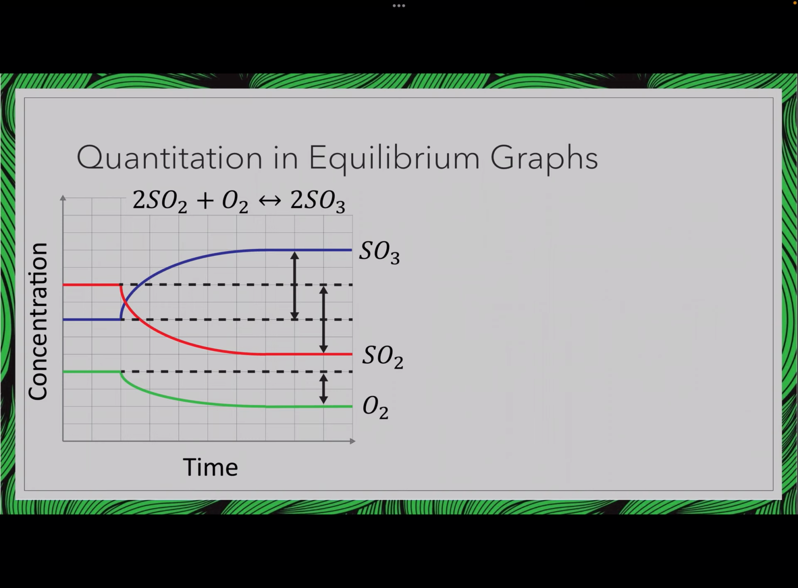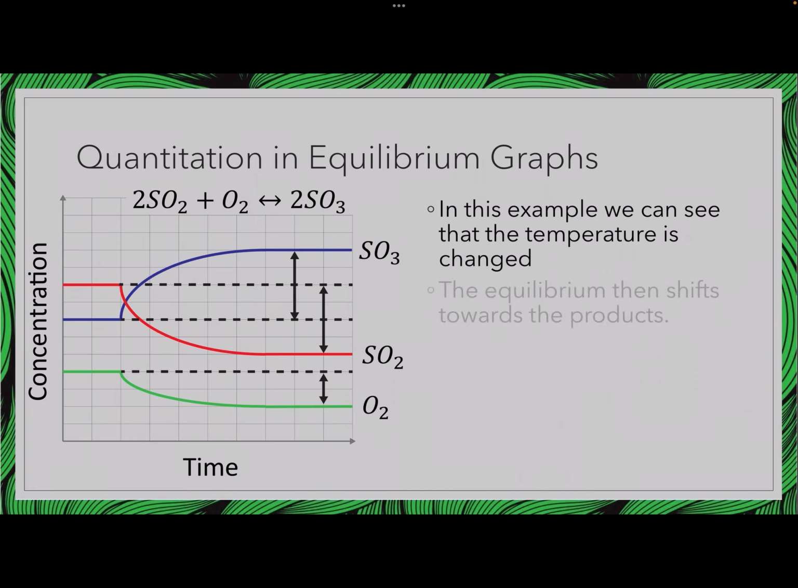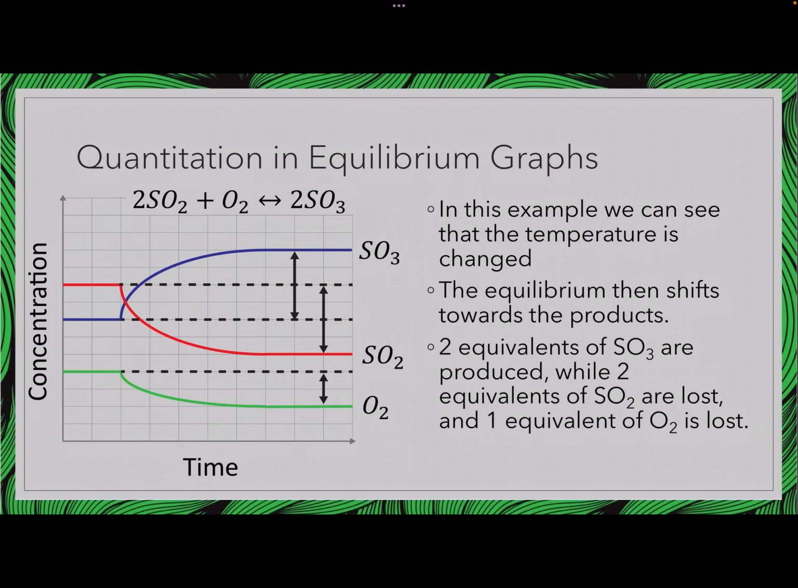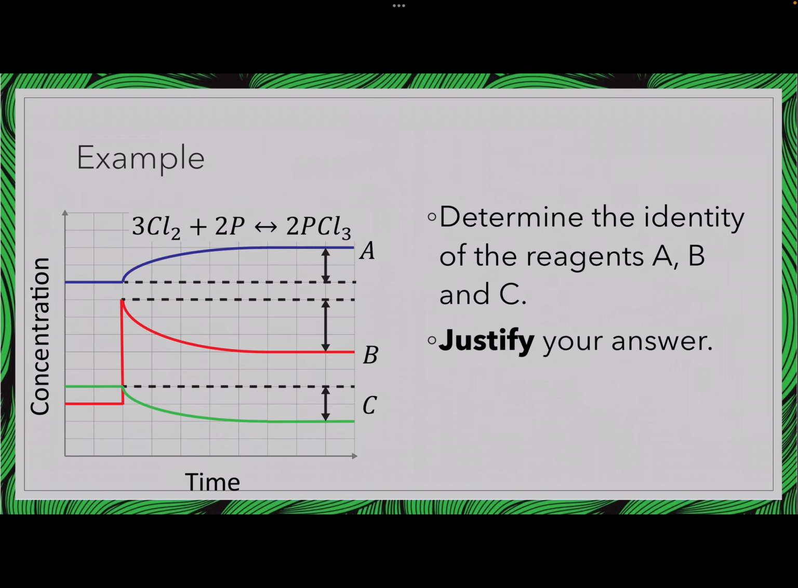So here, what I want you to do is use that quantitation method and see if you can figure out which one of A, B, and C is which of those reagents. There's going to be 3 chlorines plus 2 phosphoruses in equilibrium with 2 phosphorus trichlorides. What I want you to do as well is justify your answer. I know we haven't done much on the justify verb, but you basically have to put in reasons for your decisions. Don't just say A is this, B is this, C is this. You need to tell me your reasoning. So pause the video, have a go at that, and we'll go on with the answers in just a sec.